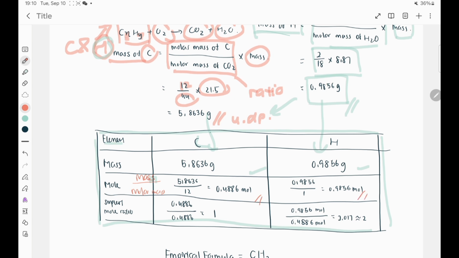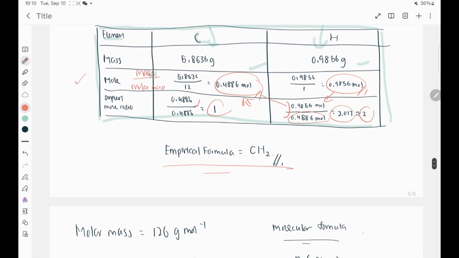To find the simplest ratio, we divide by the smallest mole that we get. The smallest will be this, so it divides itself to get a 1, and here we divide with the smallest value, which is this. Coming from here, you will get a value of 2.017, which is approximately 2. So you will get an empirical formula of CH2, because 1 C and 2 H, so CH2.